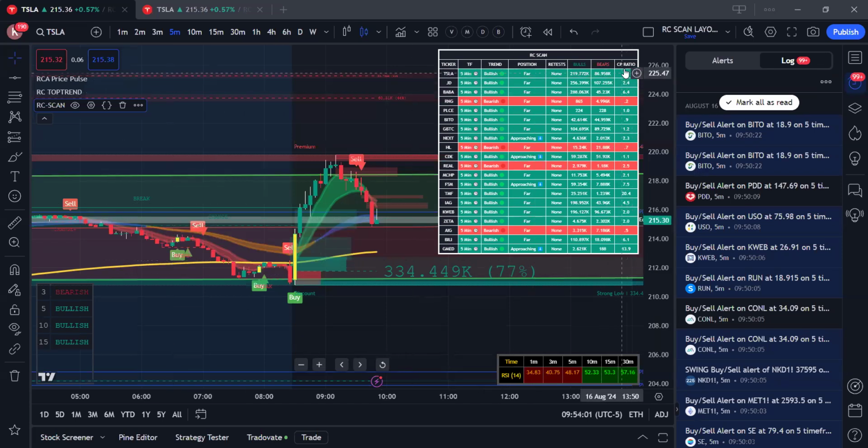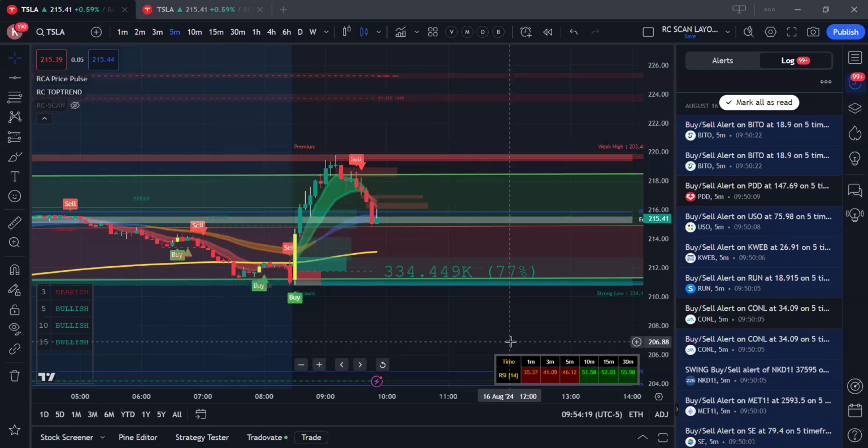Tesla got nearly 2.5 CP ratio. That means for every 86,000 sellers, we have 219,000 buyers. So there is a high possibility for Tesla to go up, but we'll wait for the buy signal because you have still 135 red here, right? And also it is in a sell.